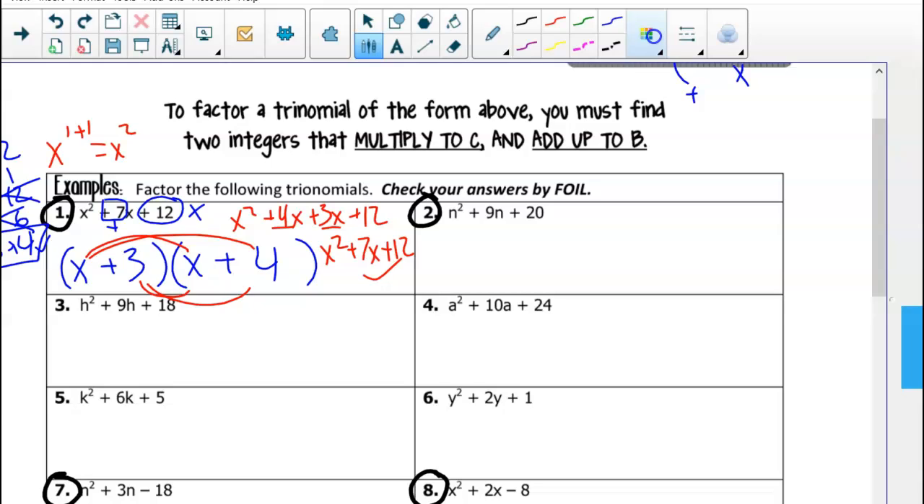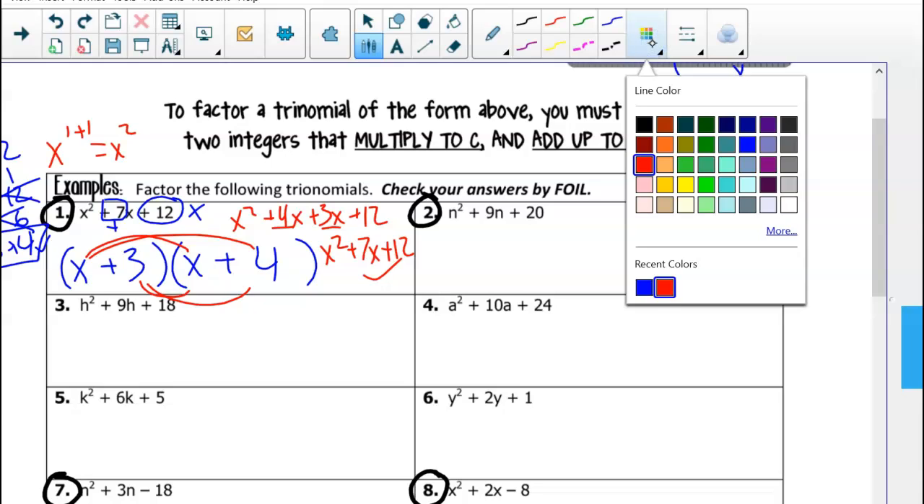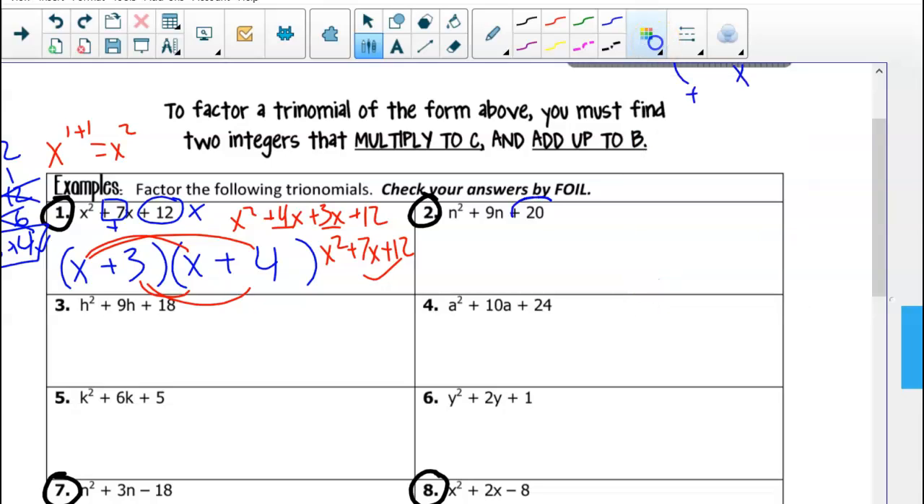Let's keep going. For number 2, we need to find 2 numbers that multiply to be 20 and add to be positive 9. And as you get more and more comfortable with this, you may start thinking about those numbers and have them immediately, and that's fine. But until you get comfortable with that, write out a factor tree. So for 20, I have 1 and 20, 2 and 10, 4 and 5. You may already be looking at that like, oh, I know the 2. I'm still going to go through them.